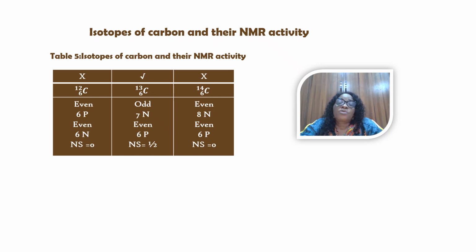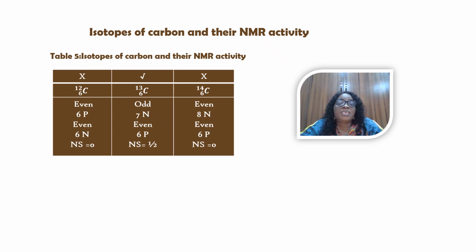Look at the isotopes of carbon and their NMR activity. We're looking at carbon 12, carbon 13, and carbon 14. Carbon 12 has even 6 proton and even 6 neutron, just as we said, that it will cancel out. So it will have a nuclear spin of 0. The spin of the proton will cancel out. So also the spin of the neutron. So the nuclear spin will be 0, represented by X. It is NMR inactive.